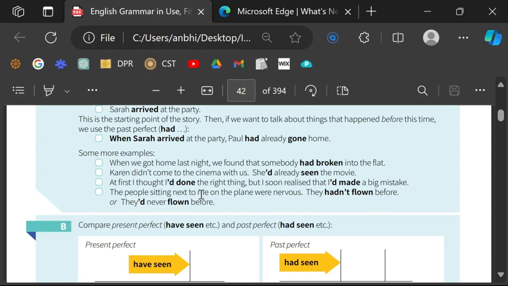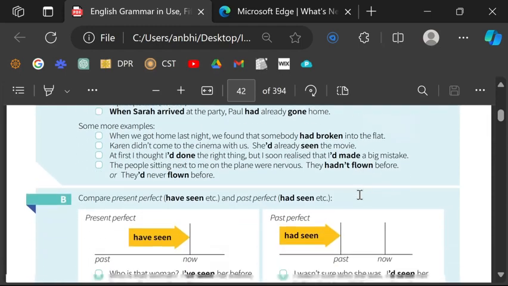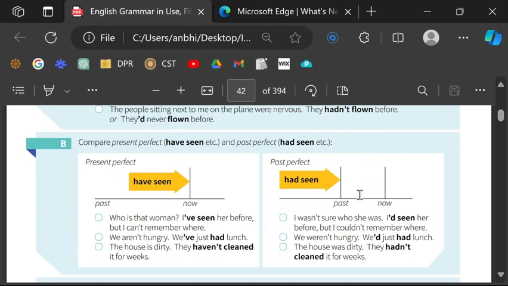The people sitting next to me on the plane were nervous. Past simple. On the plane, they were nervous. They hadn't flown before. They had not flown before. This means before they were nervous, before the situation is happening in the past, they had never flown. Not difficult, no? It's something that happened before the past.